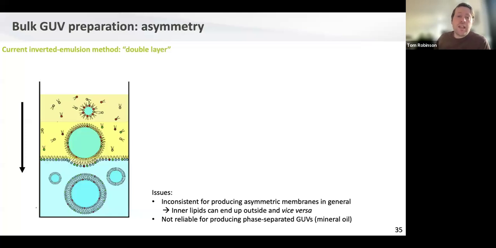Now, to do this, we can make asymmetric membranes using the inverted emulsion method. I'm going to call it a double layer method because this is the way that it stands with most people using it. But the problem with this method is that when you have one type of lipids on the emulsion and another type of lipids at the interface, you can get unwanted mixing of those two different lipids from the ones that aren't fully at the interface. So it's inconsistent for producing asymmetric membranes and not very reliable for producing phase-separated membranes as well.